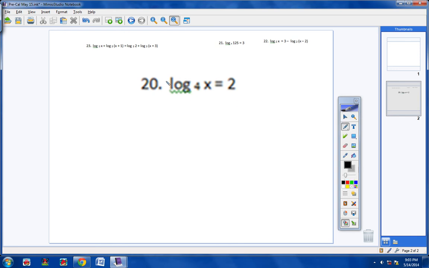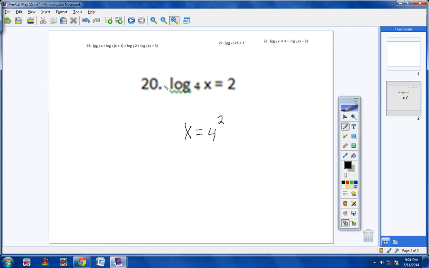Is there anything here? Forget the number 20. There we go. Is there anything to the left of it? No. Is the logarithm all by itself? Yes. And so all that we're going to do is we're going to write it exponentially. So what we would have is x equals 4 squared. You got to know how to do that, guys. You've got to be able to write logarithmic expressions exponentially, and you've got to be able to write exponential expressions logarithmically.